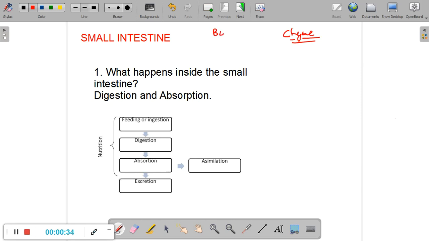What makes the chyme? Bolus. And where is the bolus present? It is present in the esophagus.